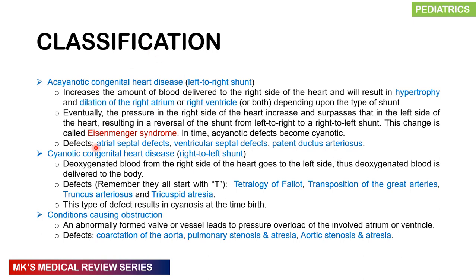Then you have the conditions that pretty much cause obstruction, which is pretty much an abnormally formed valve or vessel that's going to lead to pressure overload involved in the atrium or the ventricle. This can lead to things like coarctation of the aorta, or can be caused by coarctation of the aorta, pulmonary stenosis and atresia, aortic stenosis and atresia.